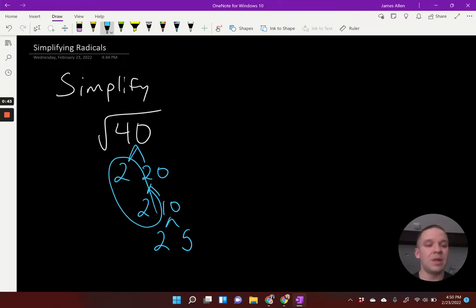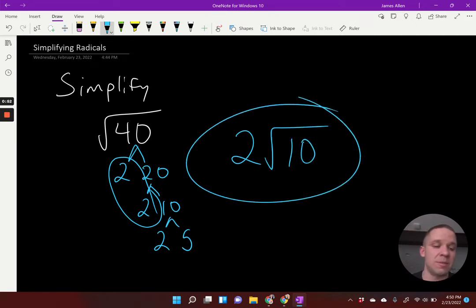They're riding solo, like Jason Derulo. Okay, so I'm going to have a 2 comes out from the pair, and then the 2 and the 5, they have to get put back together to become 10. That is my simplified radical form.